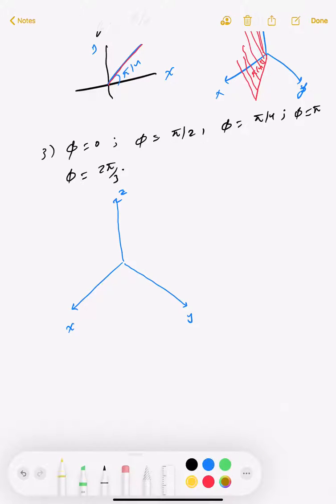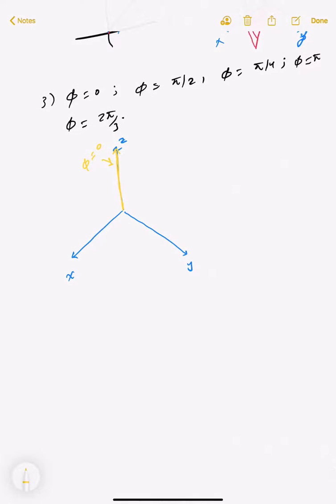What do we mean by phi equals 0? Phi equals 0 means I want to figure out all points whose vectors make the angle 0 with the positive z-axis. This is the positive z-axis. So I want all points that when we draw their vectors to the origin, they make the angle 0 with the positive z-axis. So that means basically it is the positive z-axis because the angle is 0. That's it. So phi equals 0 gives you the positive z-axis.